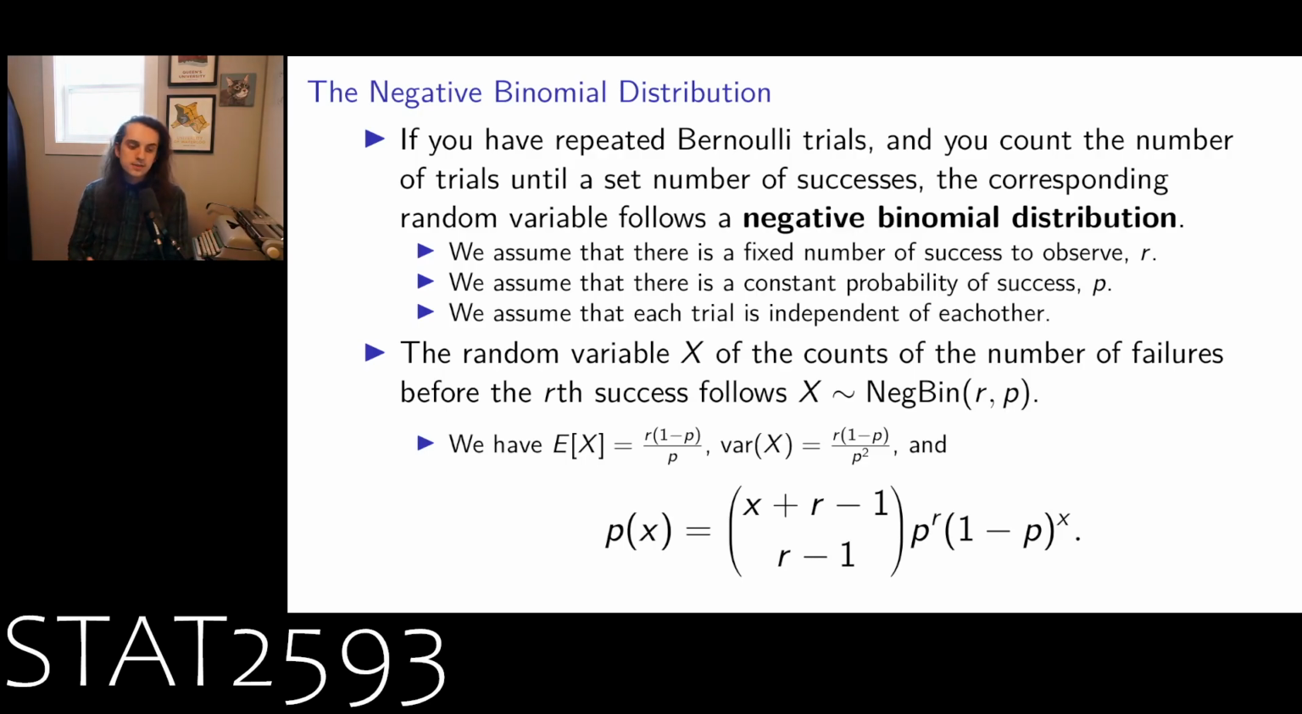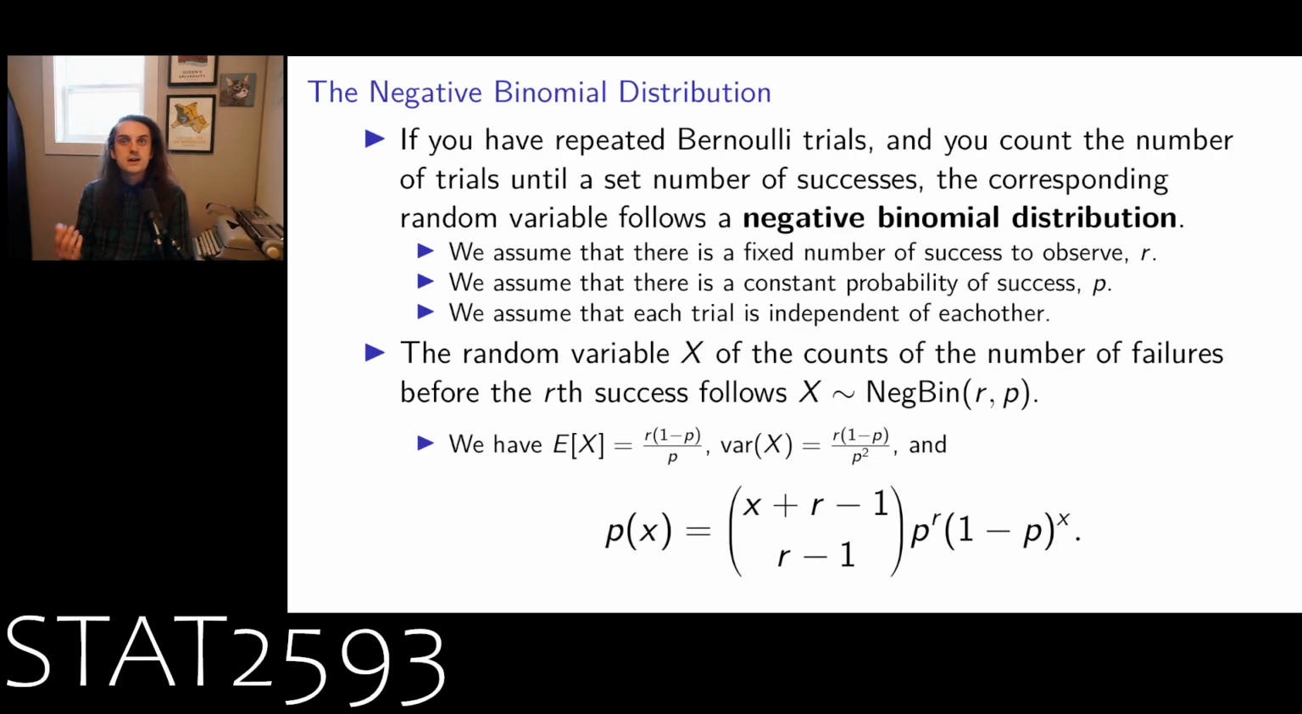Once again, we can write down the expected value, the variance, and the probability mass function. So the expected value is going to be r, which is counting up till the rth success, times 1 minus p divided by p. The variance is going to be similar, except we're dividing by p squared. And then the PMF is going to be x plus r minus 1, choose r minus 1, times p to the r, 1 minus p to the x. And so this is a generalization of the geometric distribution. But instead of just counting up until the first success, we want to specify r successes.